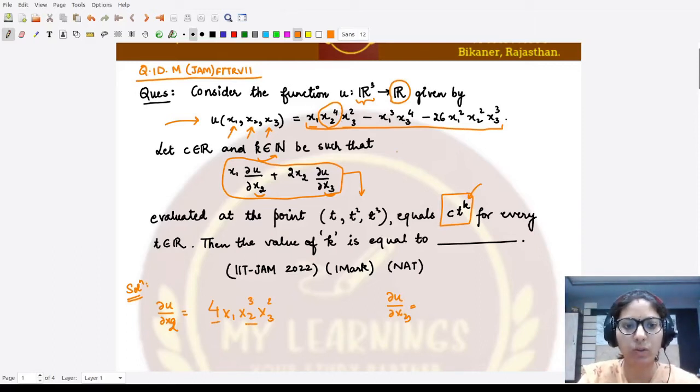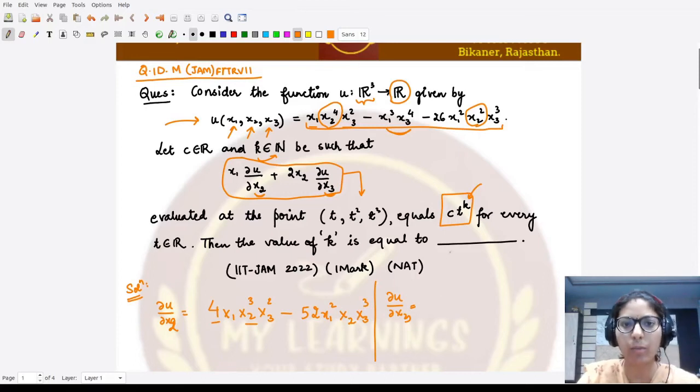Moving on to the next term, here there is no x2, so its derivative would be 0. And here we have this term of x2, so x2 square, its derivative would be 2 times x2, right? So 2 into 26, that would be equal to how much? 52, right? So 52 x1 square x2 and x3 cube as such, right?